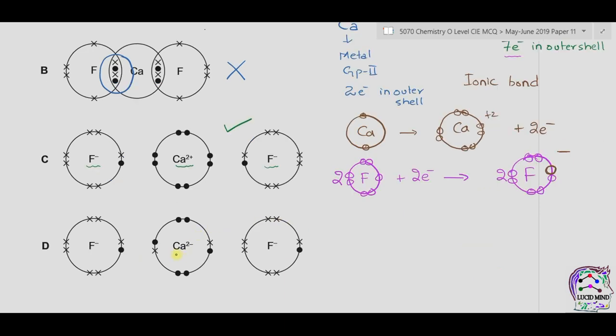In D, we can see that calcium has gained electron to form negative 2 ion, which is incorrect because calcium is a metal and it loses electron to form positive ion. The correct answer is therefore C.